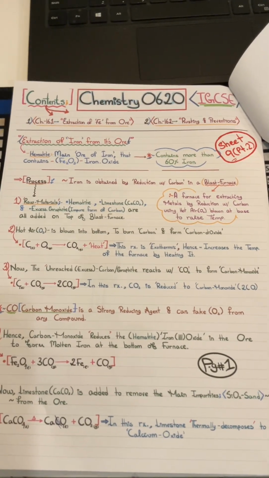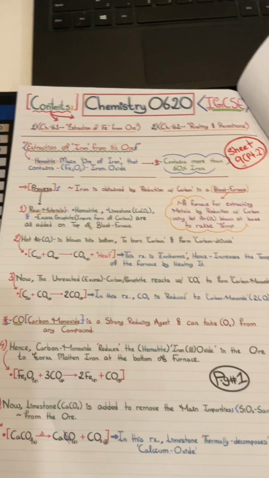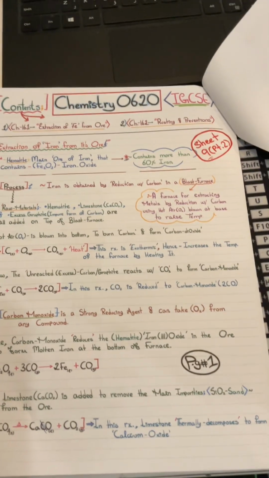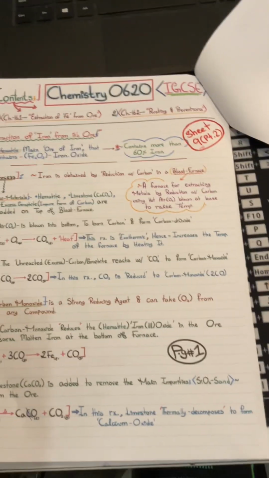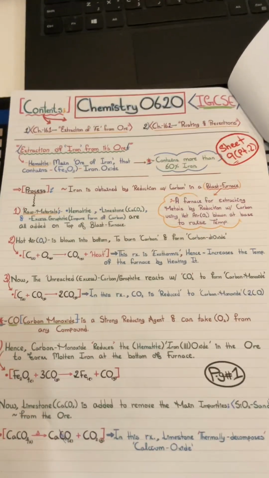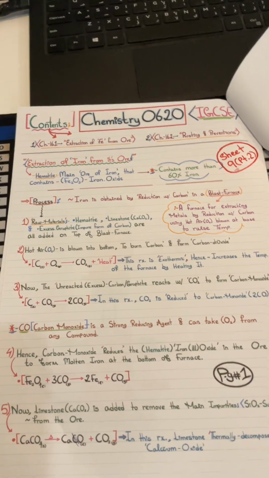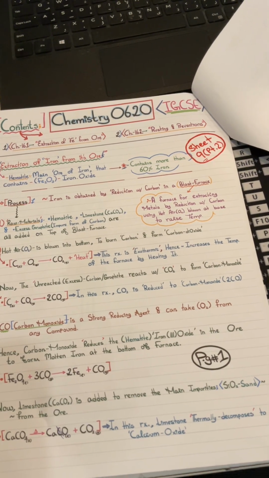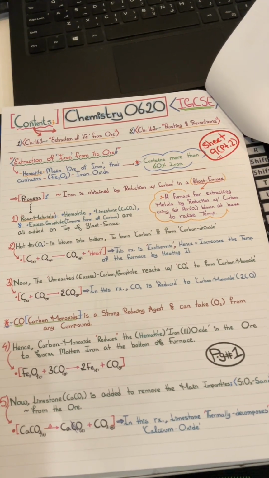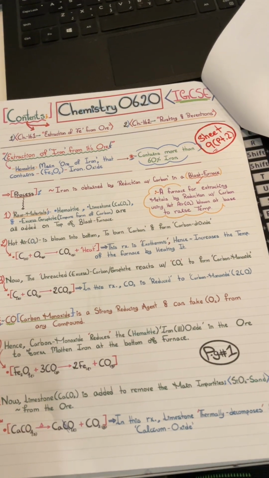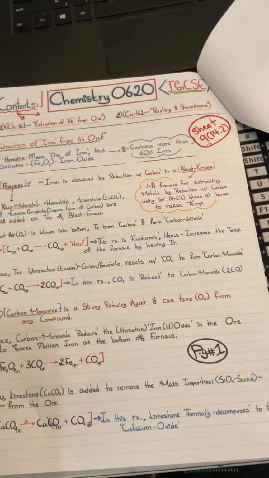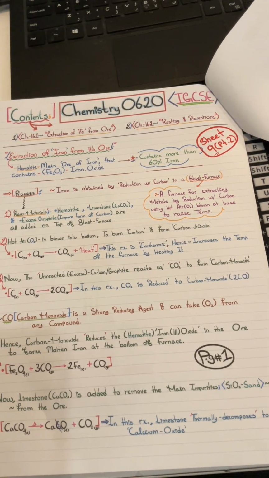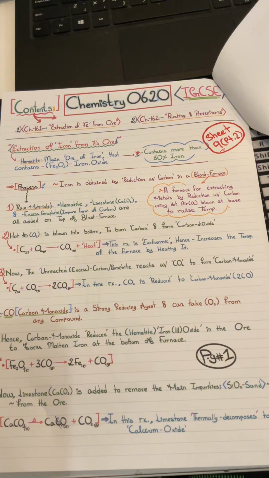Now, a note, carbon monoxide is a strong reducing agent, meaning it can take oxygen from any substance. So carbon monoxide will reduce the main ore, which is hematite. It will take the oxygen from hematite and it will form molten iron at the bottom of the blast furnace. The equation will be Fe2O3 will react with 3CO, carbon monoxide, to form 2Fe plus 3CO2. Again, please do refer to the state of matter of each of these elements and compounds because each one counts as a mark.